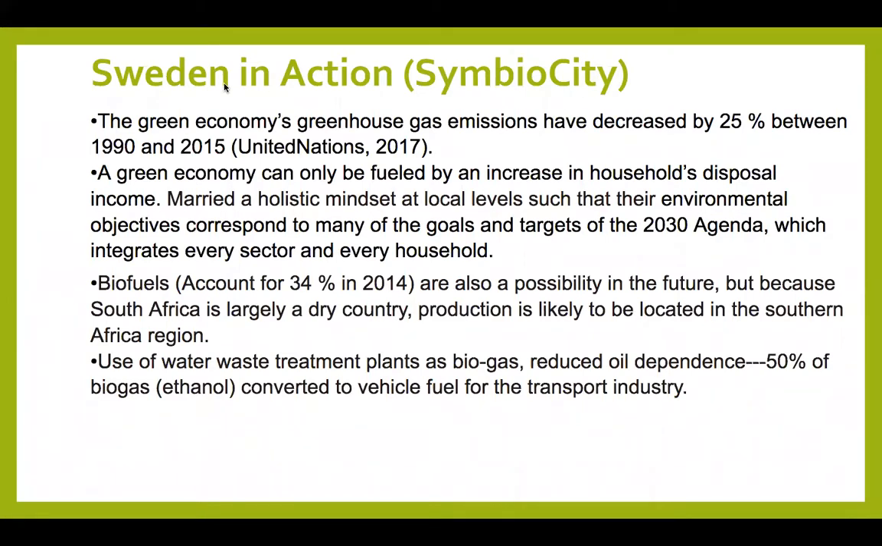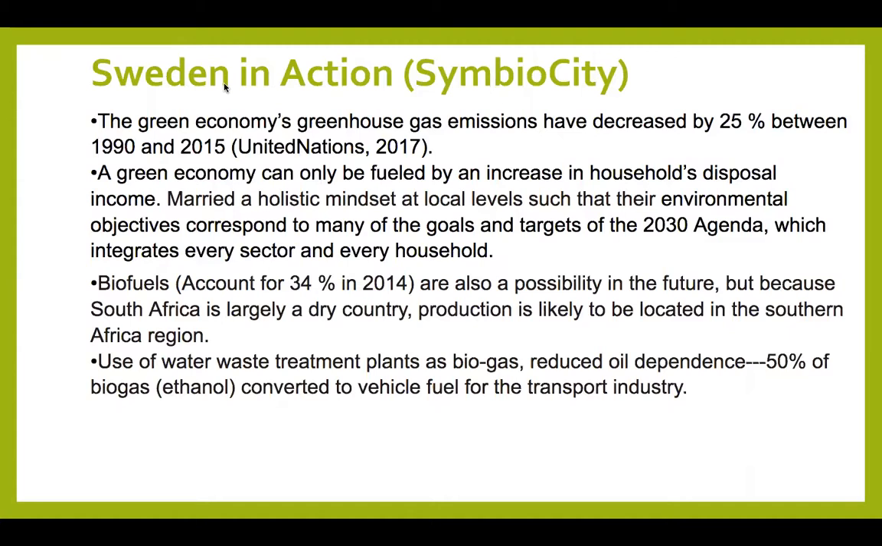Sweden, in action with their greenhouse gas emissions, has decreased its CO2 emissions by 25% between the year 1990 and 2015. Behind the reason is that they've married a holistic mindset at local levels, such that their environmental objectives correspond to many of the goals and targets of their 2030 agenda, which integrates every sector and every household.